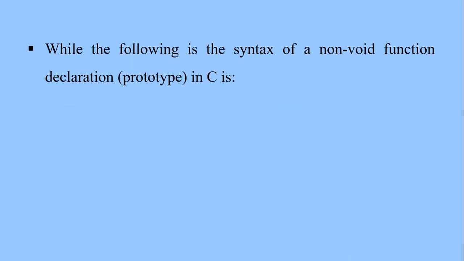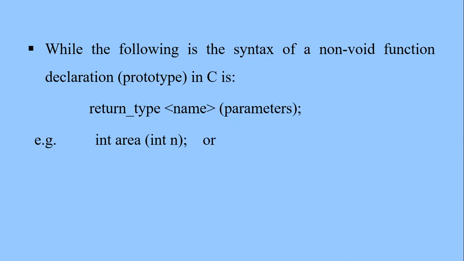The following is the syntax of a non-void function declaration or prototype in C. We have the return type followed by the name and the parameters. For example, the name of our function is area. It is going to return a value of type integer, or whole number, and it is going to receive a parameter of type integer, which will be placed in a placeholder called n.